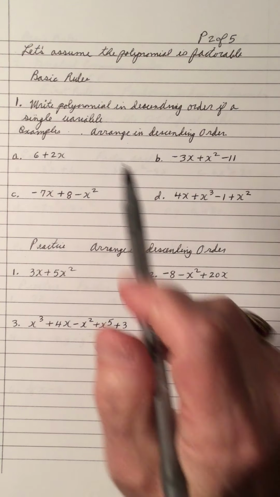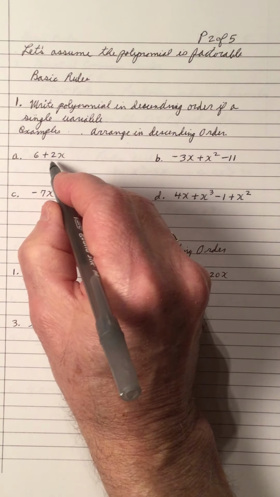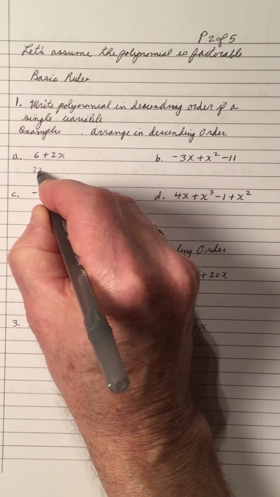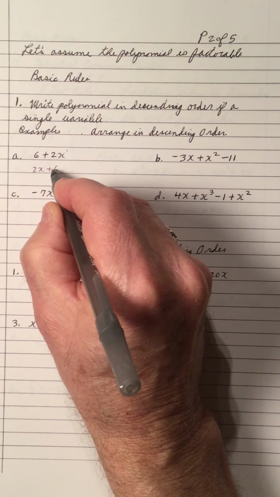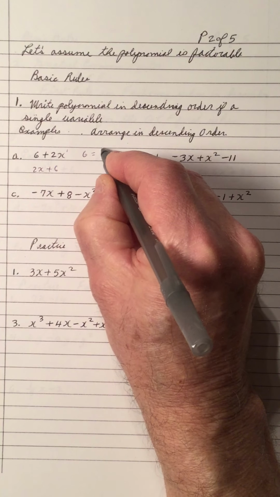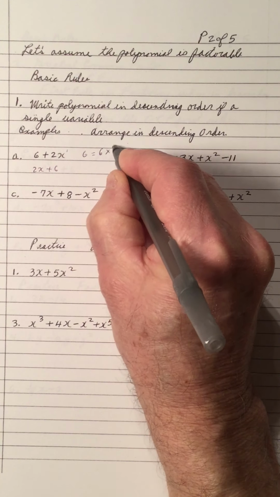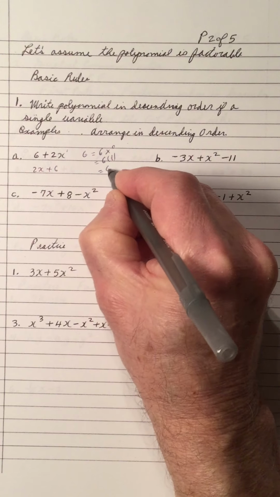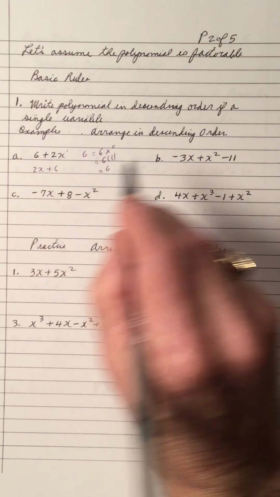Let's do some examples. I already showed you this, but the descending order is 2x plus 6, because that's a 1 and that's a 0. Constant is always on the right. Now the constant of 6 is understood to be 6 times x to the 0. Remember, x to the 0, the 0 is with the x, so that's a 1. So that's why the constant is on the end all the time.